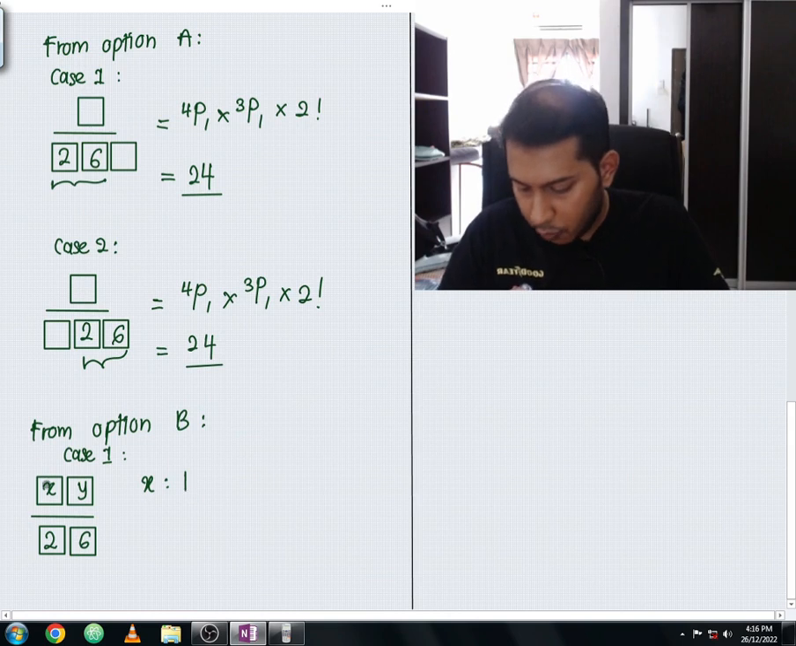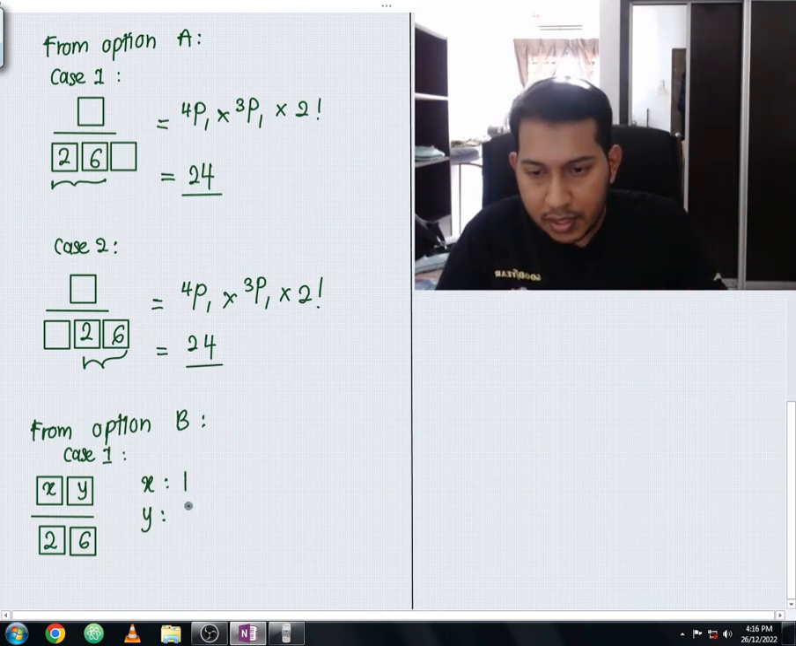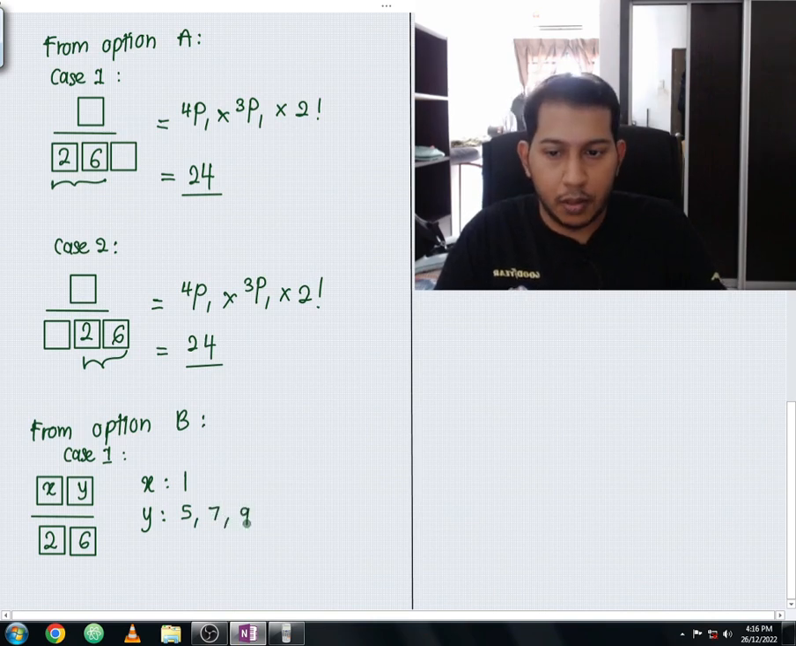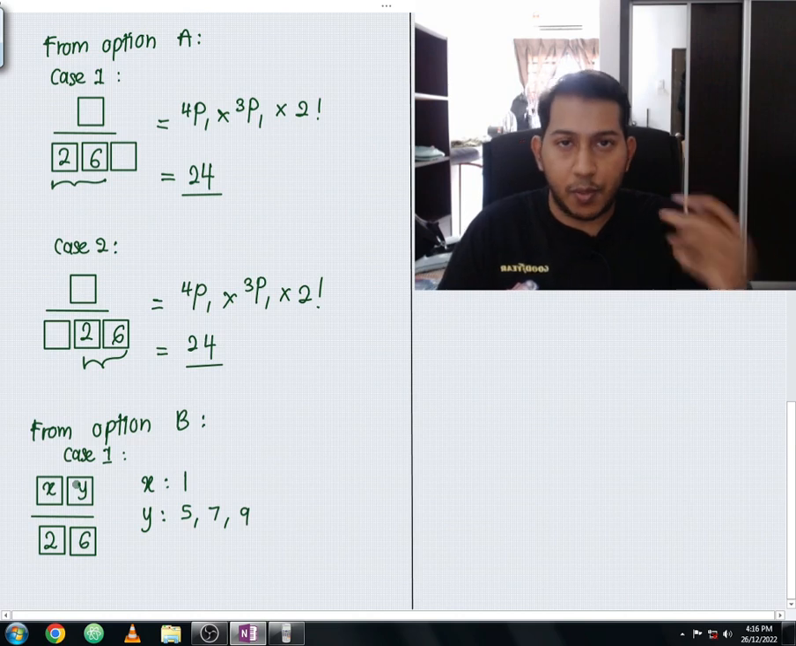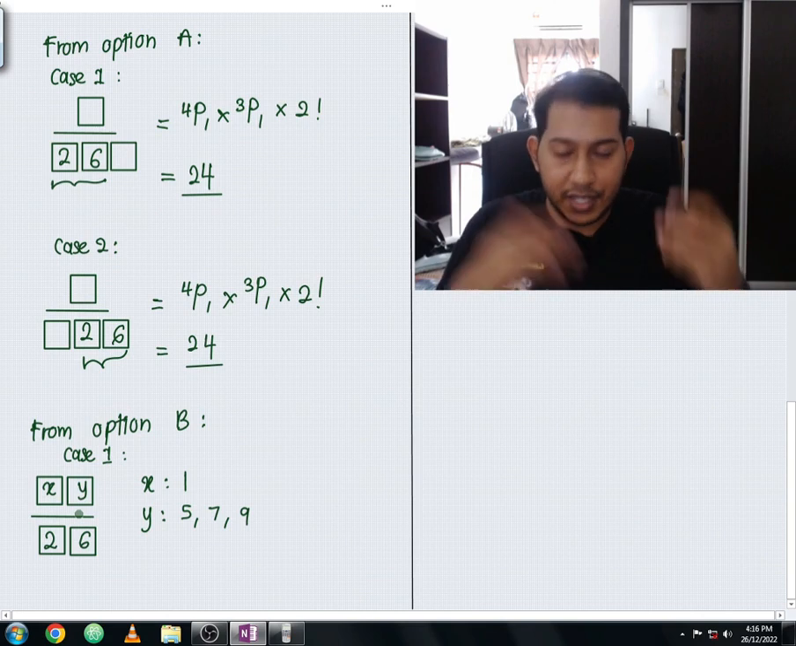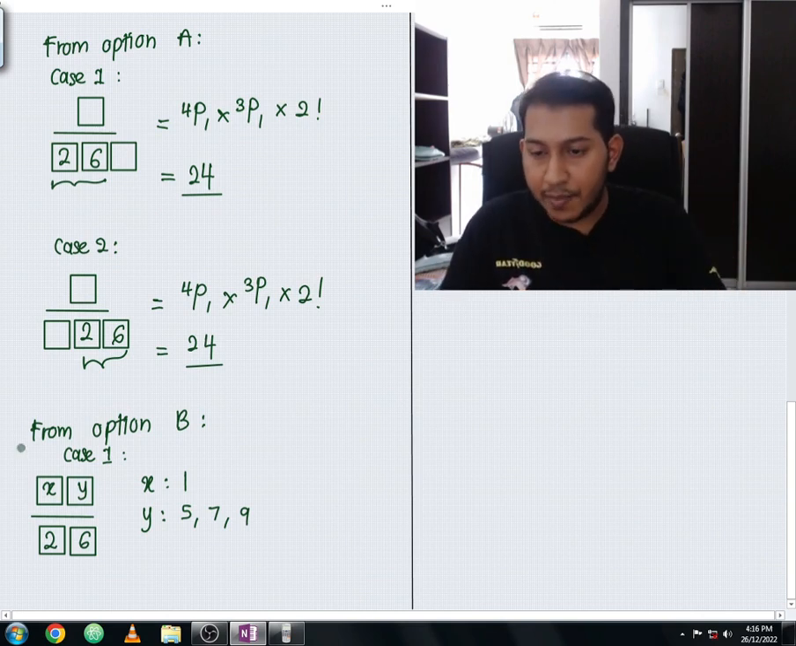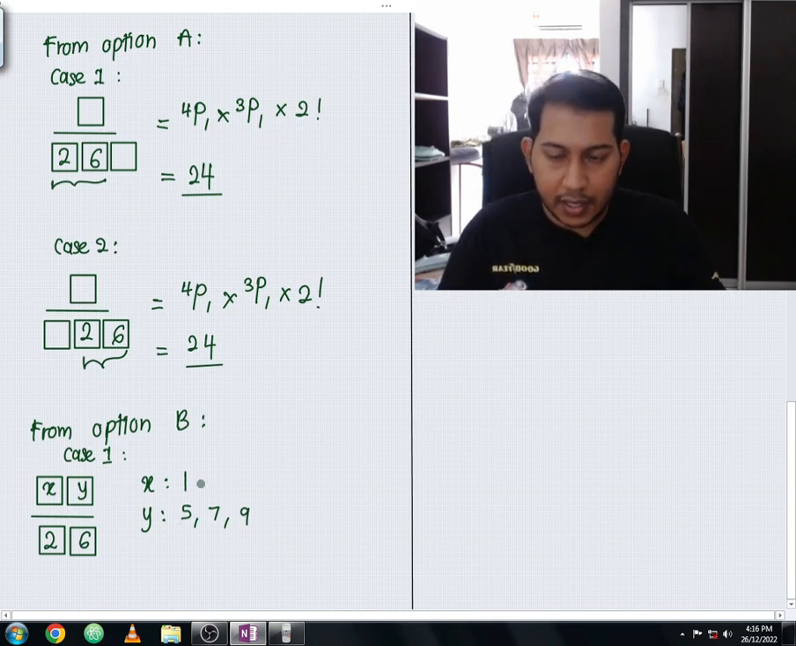So for Y, how many outcomes or possibilities do you have? From here you have your possibilities 5, 7, 9. You can have 15, 17, and 19. Remember guys, in order to have a proper fraction, your denominator must be bigger than your numerator, which in this case fulfills the condition, and the even numbers must be side by side. So these are the possible cases, and let me write the conditions.